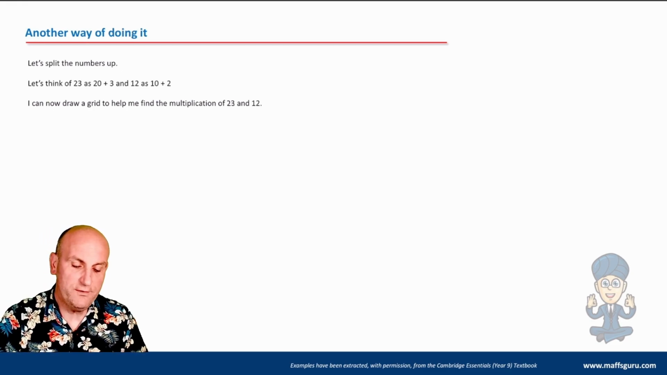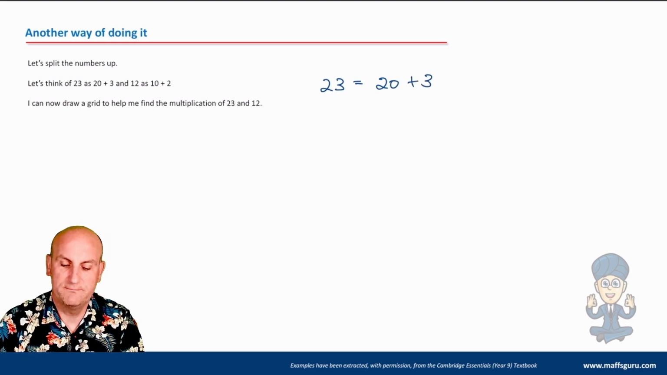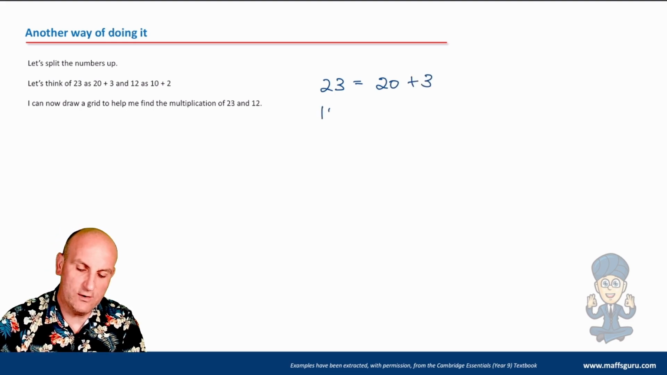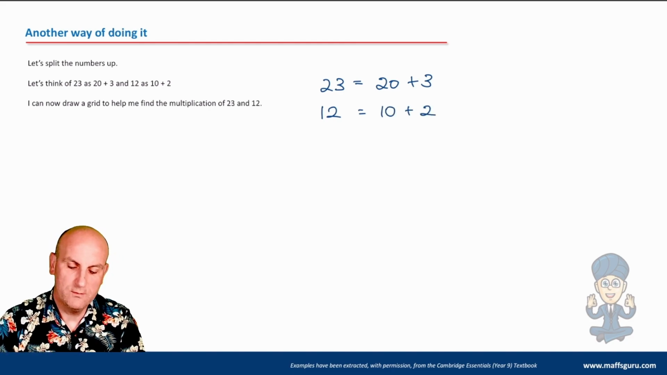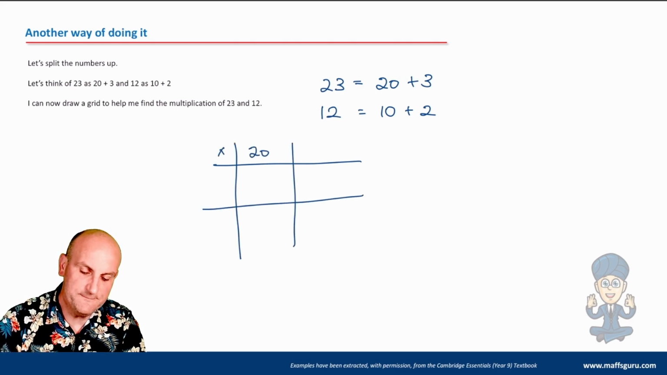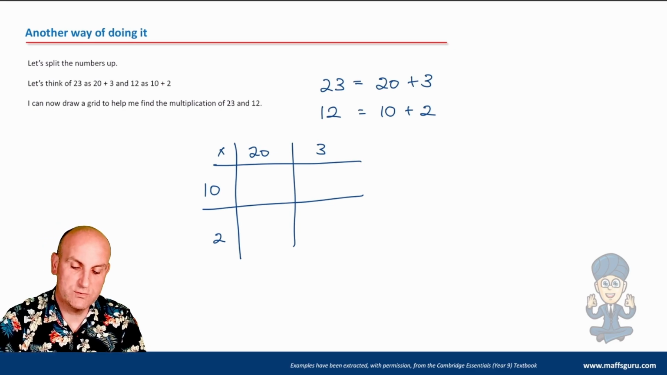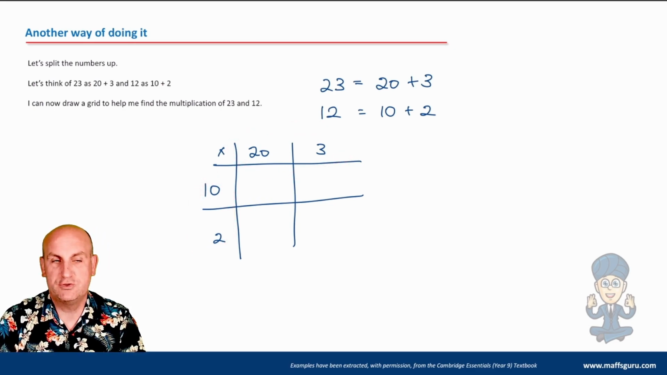Right. I want to think of the number 23 as equal to 20 plus 3. And I want to think of the number 12 as 10 plus 2. What I'm now going to do is write them out like this. I'm going to draw a grid. I'm going to put a times down. I'm going to put 20, 3, 10, and 2. So I'm basically doing 23 times 12, but in a different way. I've just split them up into 20 plus 3 and 10 plus 2.